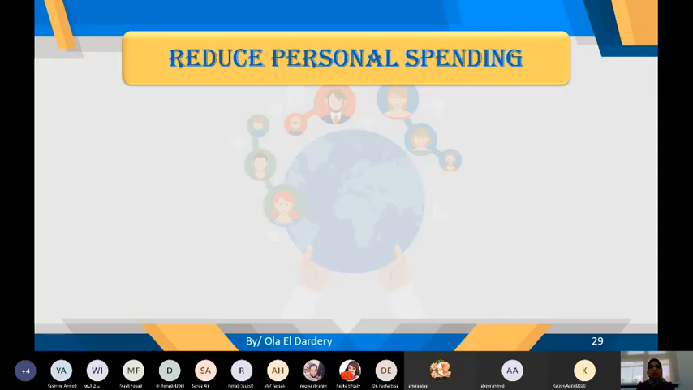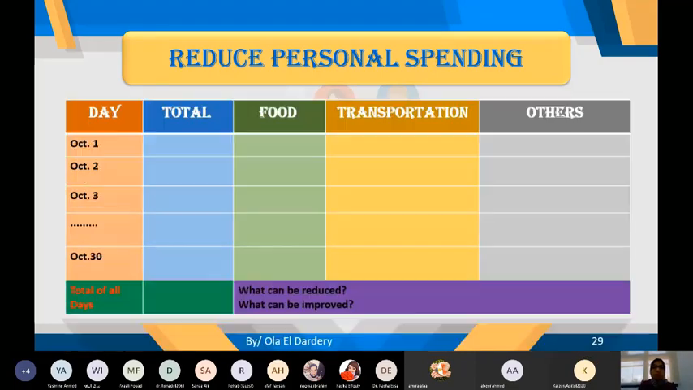As well, on a personal level, we can say family problems, for example, when a child doesn't want to listen to his parents, how can we solve this issue? How can we enhance this relationship between the family members? This can be presented as well. So let's focus on reducing the personal spending. How can we do that?